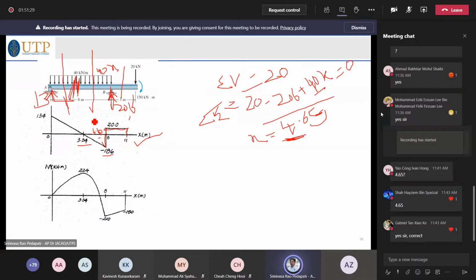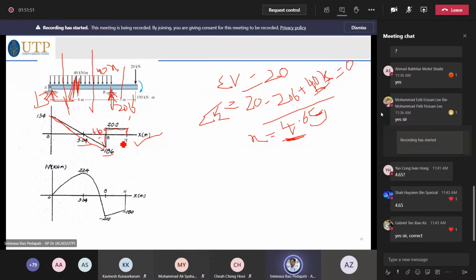So why is the shear force diagram a straight line from here to here? How do we know? We know because it is a variable of x, not x squared. So a variable of x means y is equal to mx plus c, where m is the slope, x plus c. So it is of the mx plus c type, and therefore this is a straight line. That is how we know.